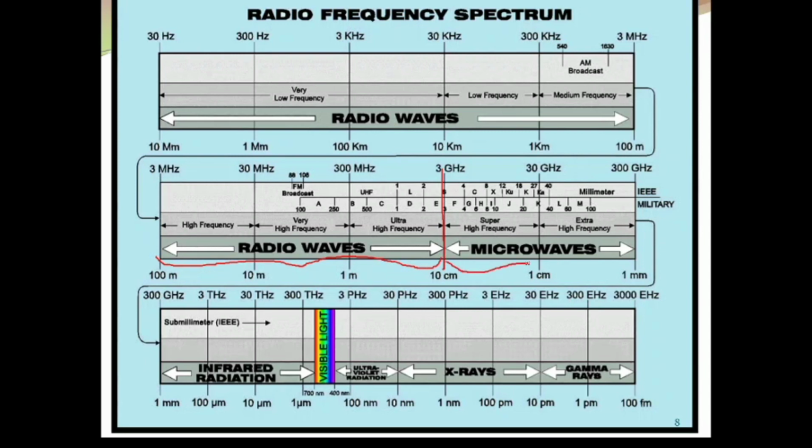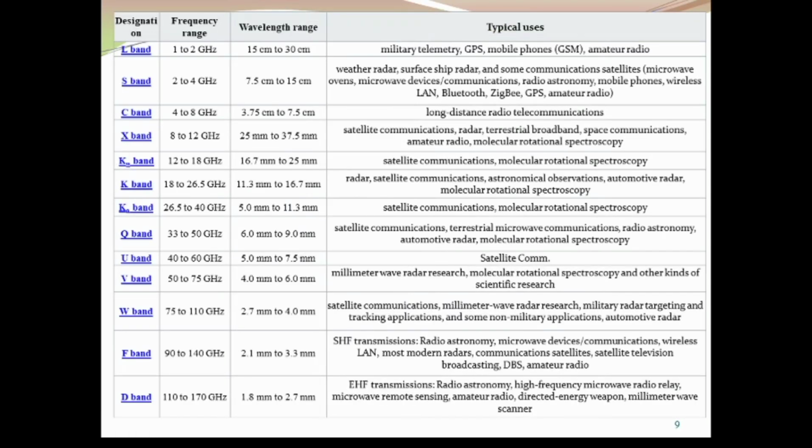After radio waves we have microwaves. See, the frequency range starts from 3 gigahertz to 300 gigahertz. Within this 3 gigahertz to 300 gigahertz we have a lot of classifications of the frequency band. In the next slide we will discuss how we have classified this microwave frequency range. See, here it starts from the designation L band. The L band starts from 1 gigahertz to 2 gigahertz, whose wavelength is around 15 centimeter to 30 centimeter, and it is used for different purposes, for example military telemetry, GPS, mobile phone, GSM, amateur radios, all these things.